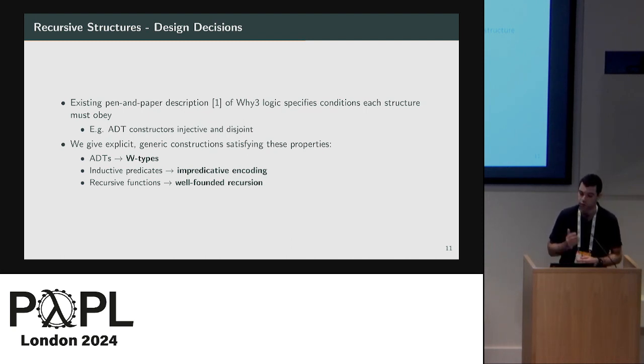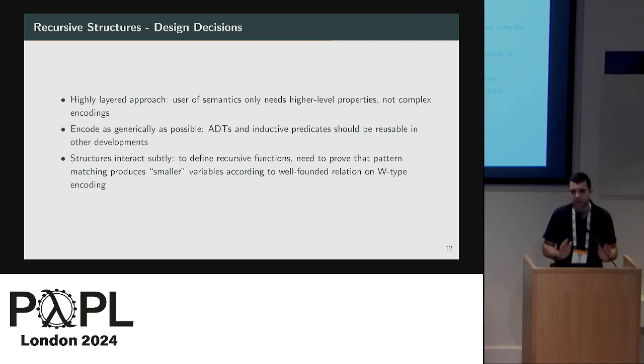To encode our algebraic data types, we use W types. To encode inductive predicates, we use impredicative encoding. And to encode recursive functions, we use well-founded recursion on a specific predicate over these W types. But the idea is that this approach is highly layered, where the encodings get very, very complex, but a user of the semantics doesn't need to worry about any of that. They only need to know the higher level properties of these recursive structures. And I'll talk about a few examples in a little bit.